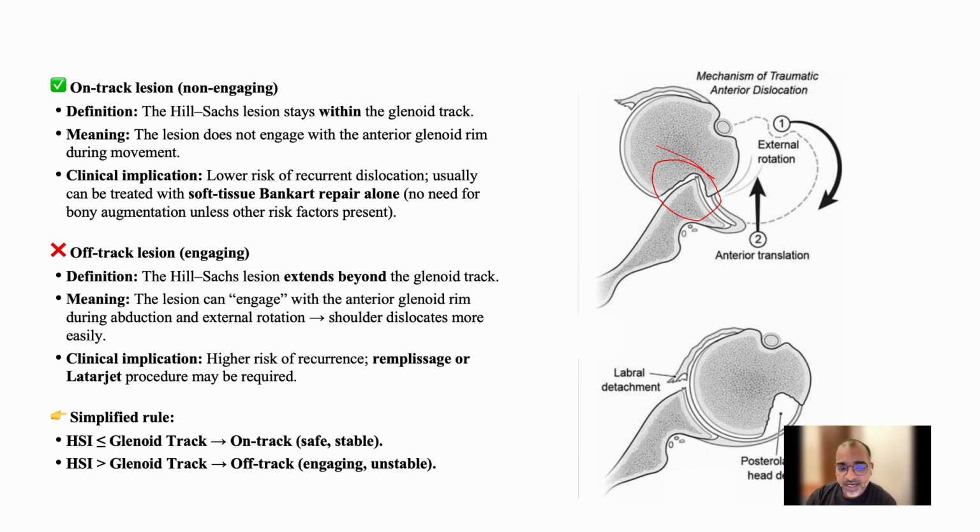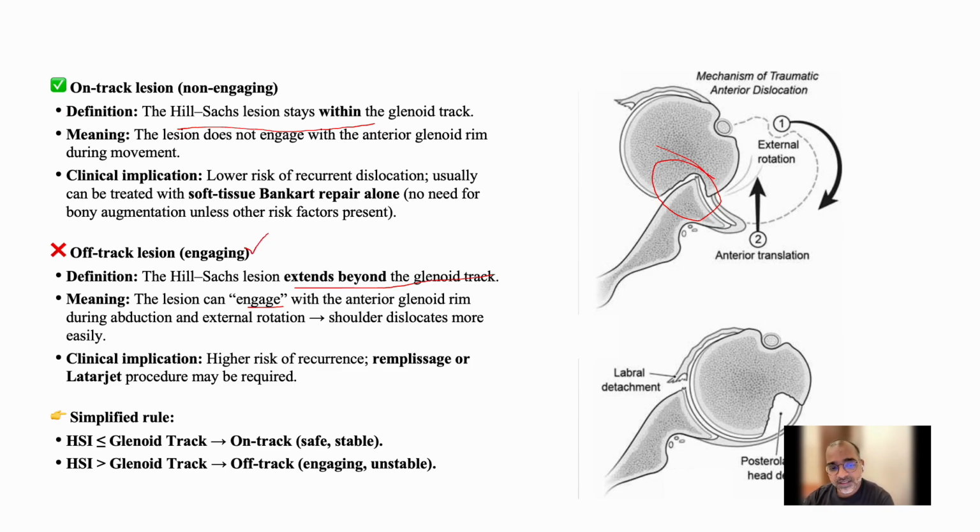So why is it on-track and why is it off-track? Because if the lesion stays within the glenoid tract, then it is an on-track lesion that usually doesn't get engaged. And if it extends beyond the glenoid tract, then there is every chance of the lesion getting engaged with shoulder abduction and external rotation. So the shoulder dislocates very easily if it is an engaging lesion.